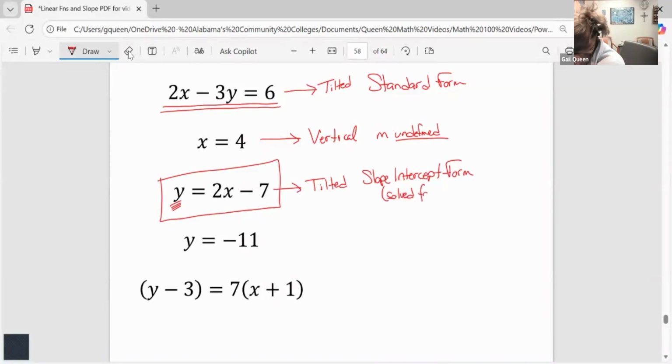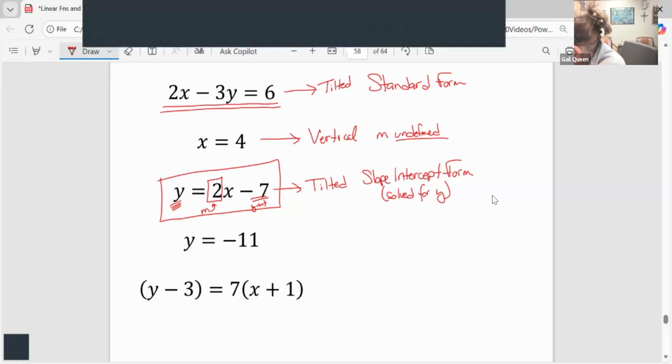Now, this is great. This is such a practical format. Because this is solved for y, I can look at the equation and tell you that the slope of the line is 2. I can also tell you it crosses the y-axis at -7. So think about that. I cross the y-axis at -7, and I have a +2 slope. It's going uphill. It looks something like that. I can kind of know what it looks like just by looking at the equation.